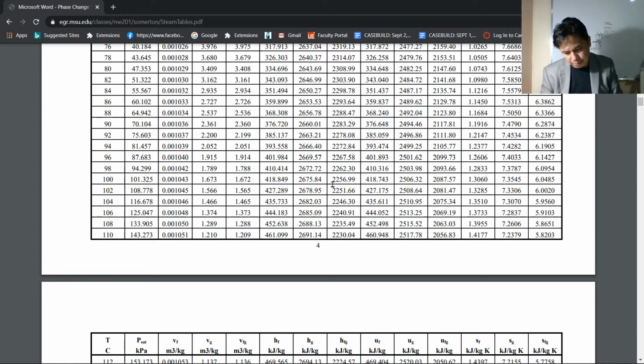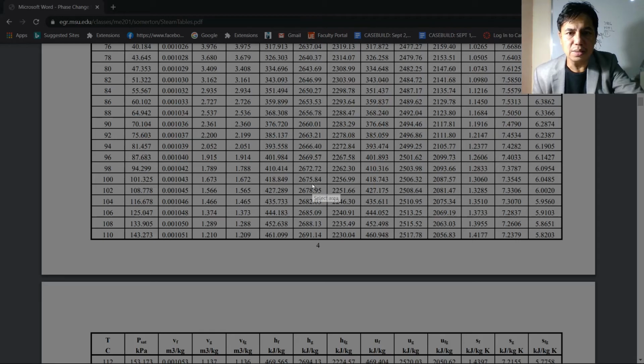Let me check with my number. So it's 2676, and there's some kind of difference, but it's less, right? So at 100, this is 2675.84. Now if you round it up, 2676, it's okay. So let me capture this, so that serves as evidence.